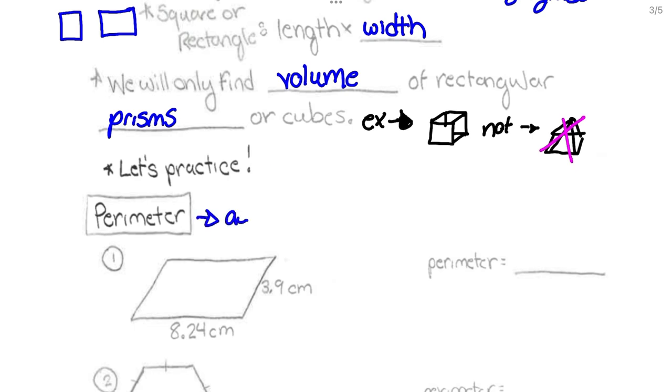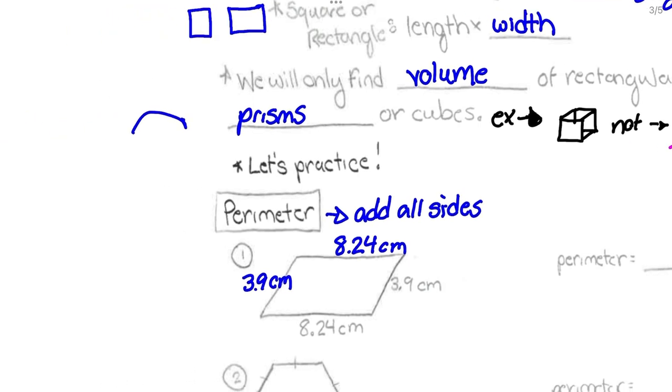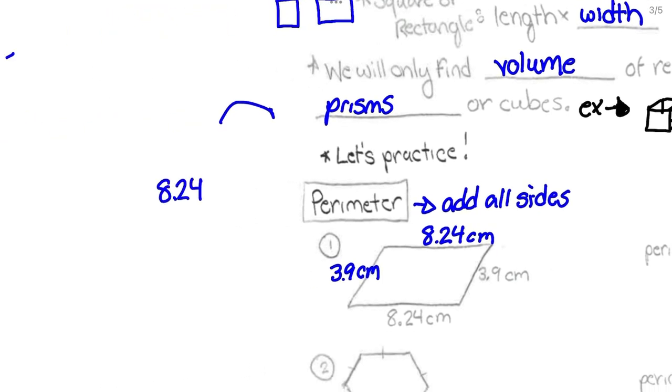Now, the first one we're going to start with is perimeter. Remember, with perimeter on these, we're going to add all the sides. So this is a parallelogram, so opposite sides are equal. So we're going to have to add together 8.24 centimeters plus 8.24 centimeters plus 3.9 centimeters plus 3.9 centimeters.